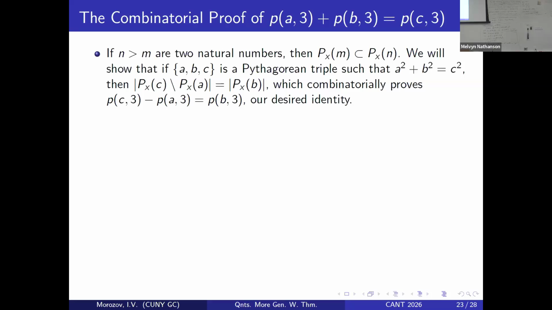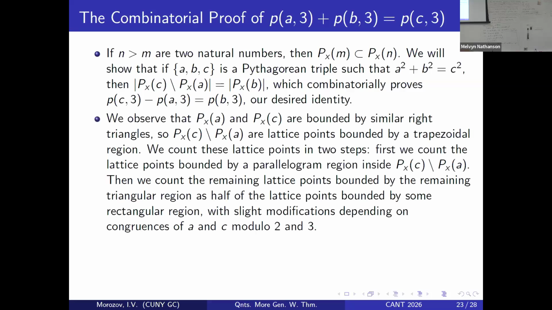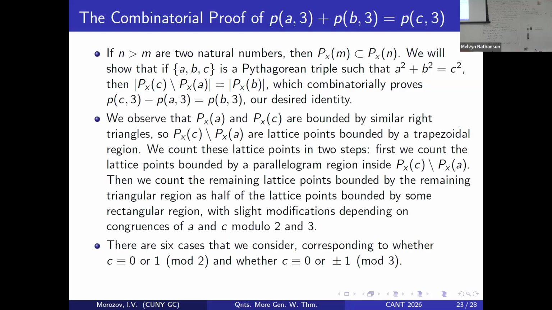So if the number of partitions of C into 3 parts is counted by the number of lattice points in the bigger triangle, and the number of partitions of A is in the smaller triangle, we'll see that the trapezoidal region between them is going to count the number of partitions of B into 3 parts. There are 6 cases that we do this based on the congruences of C modulo 2 and 3, and I'll just show you a picture for C 1 modulo 2 and C 0 modulo 3.